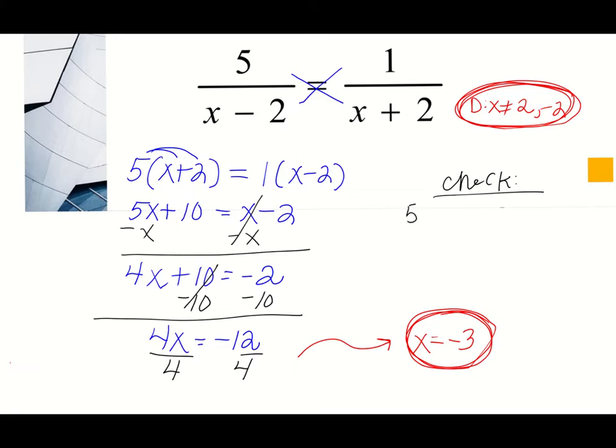So I had 5 over negative 3 minus 2 is equal to 1 over negative 3 plus 2. So that's going to give us 5 over negative 5 equals 1 over negative 1. So negative 1 equals negative 1. It works.